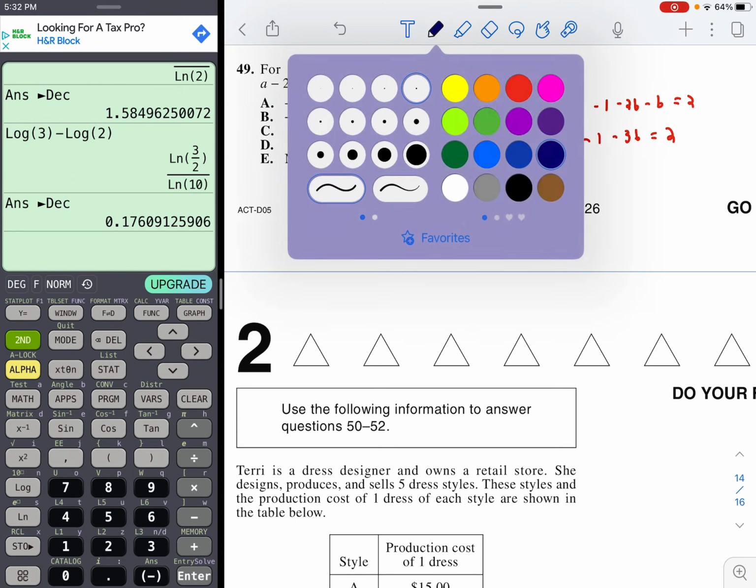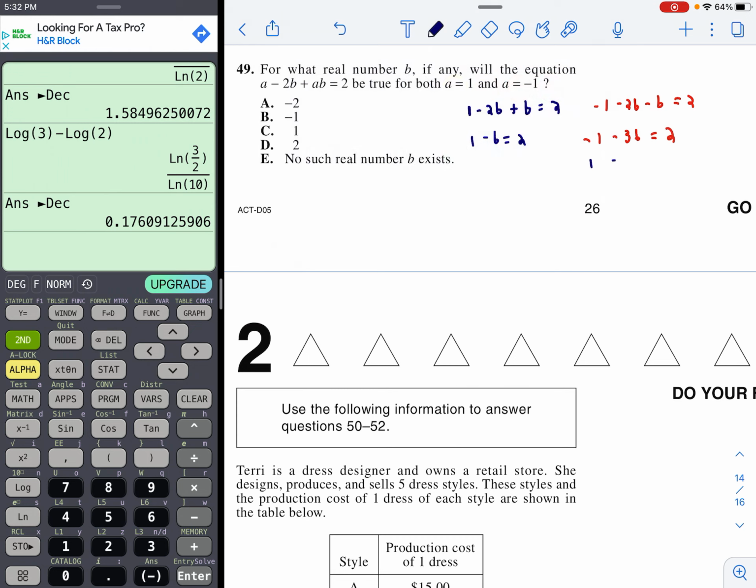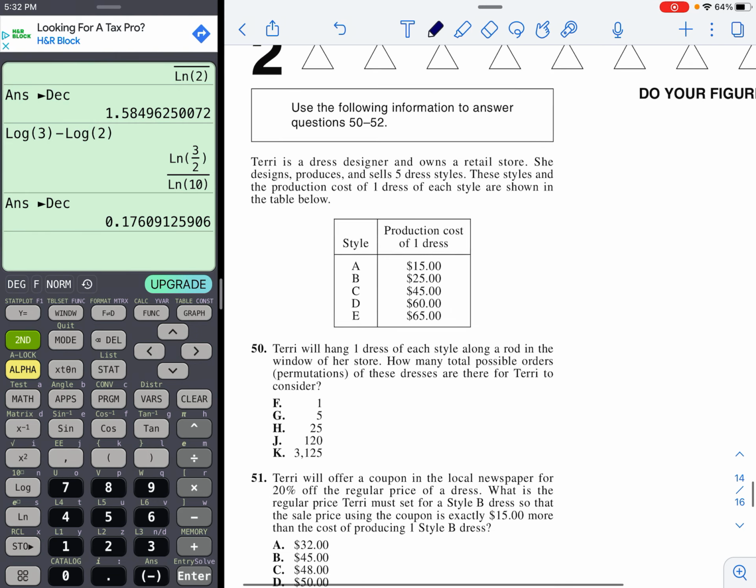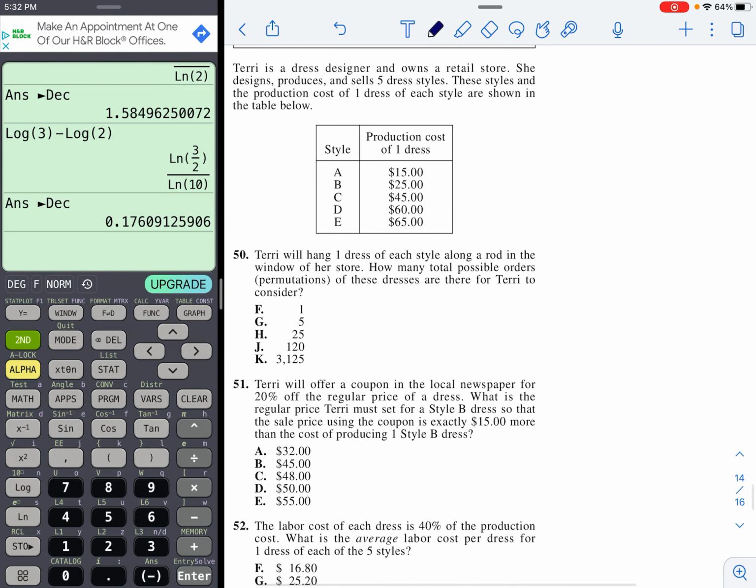So we'd have negative 1 minus 3B is equal to 2. Well, we can just add these equations together, right? If I line them up, I'd have 1 minus B is equal to 2. I'd add these things together. The ones would cancel. We'd have negative 4B is equal to 4, and B is equal to negative 1. That was the easiest way to do that one. You could also just plug these in and figure that one out. Not too difficult.